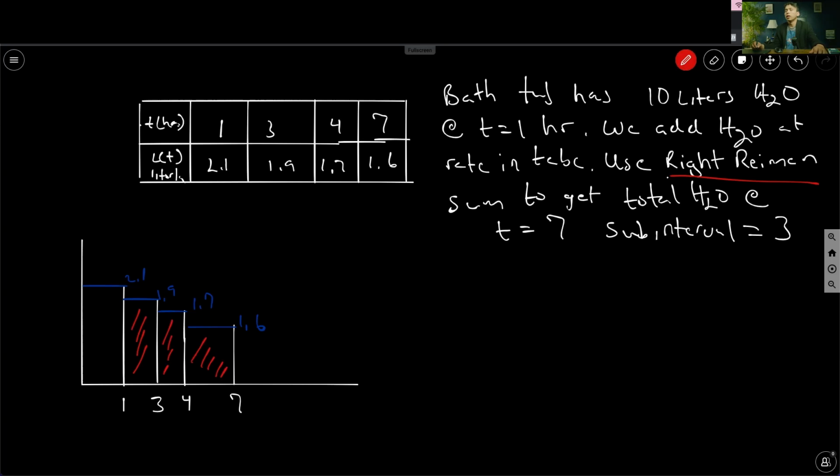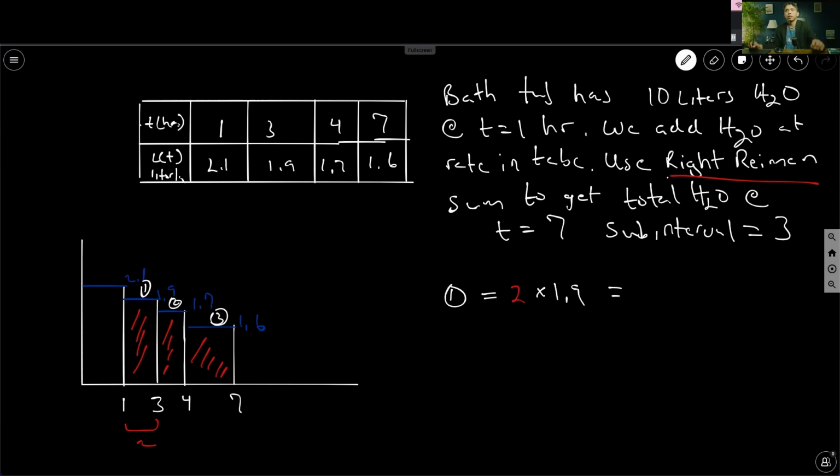Okay, so then we just get the shape. We'll call this one rectangle 1, rectangle 2, and rectangle 3. We just get the area of each of those rectangles. For rectangle 1, we can see that from 1 to 3, the width is 2. So it's going to be 2 times the height, which in this case is 1.9.